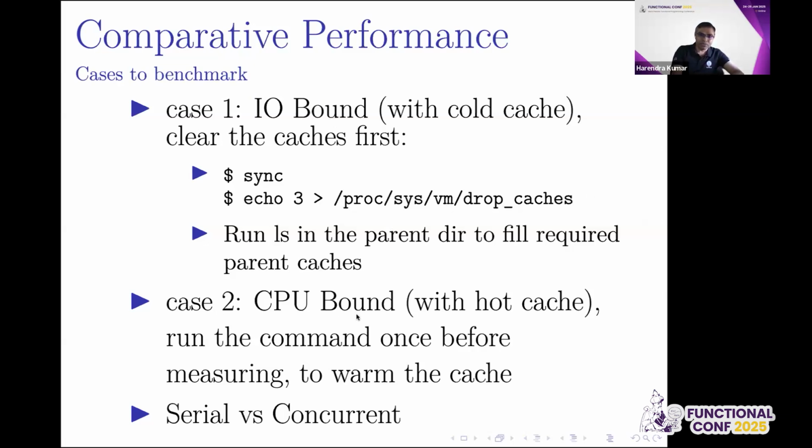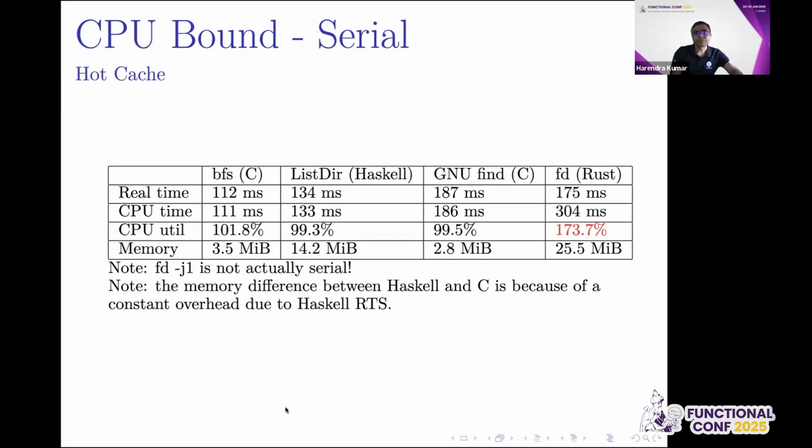In the CPU bound cases, which we already did before, we'll use hot caches, running the commands once or twice before measuring them. And then we'll do serial and concurrent performance. Now here is the comparison table. BFS is the fastest in this case, which is the C program. In real time, it takes 112 milliseconds. List-dir takes 134, GNU Find takes 187, and the Rust FD takes 175.